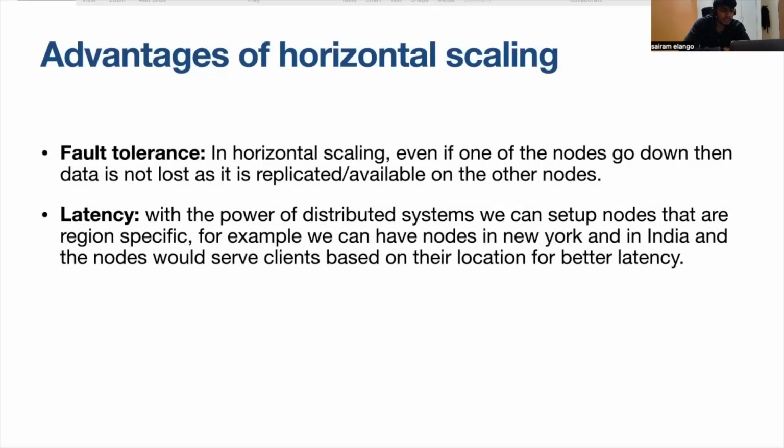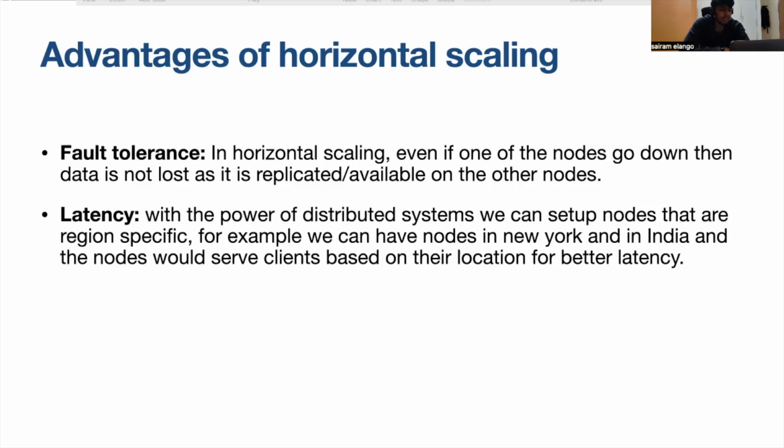So in distributed scaling or horizontal scaling, there are two main advantages when compared with vertical scaling. One is fault tolerance and the other one is latency. What fault tolerance means is that in vertical scaling, as you buy a bigger system with additional hardware capabilities, if that system goes down, then your entire application goes down. It becomes a single point of failure.